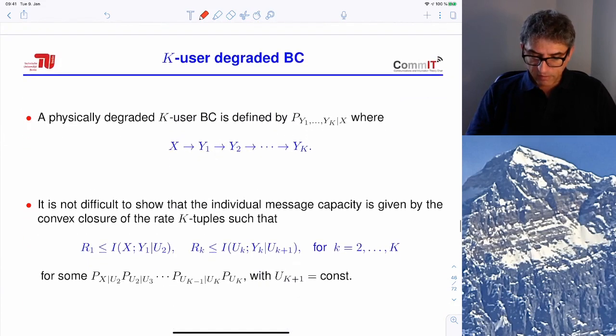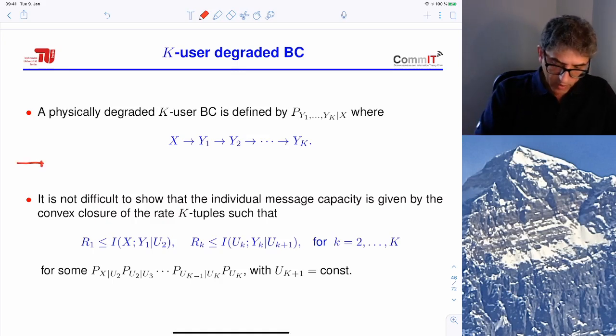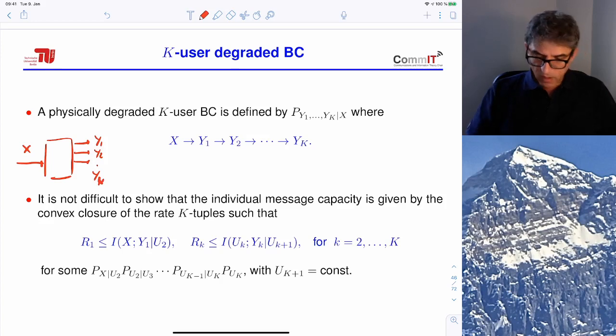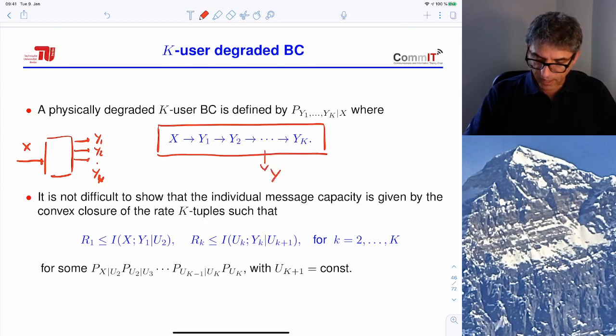So another relatively simple generalization is to go from the two-user case to the k-user case. So a physically degraded k-user broadcast channel is defined by a probability transition mass function that is p of y1, y2, until yk given x. So in other words, it's a channel with one input x and many outputs y1, y2, yk. And it is physically degraded if there exists a Markov chain for which, without loss of generality, we can take the order of degradation 1, 2, 3, etc. Essentially the output of user k is obtained from the output of user k minus 1 by further stochastic degradation, for example, by adding noise.